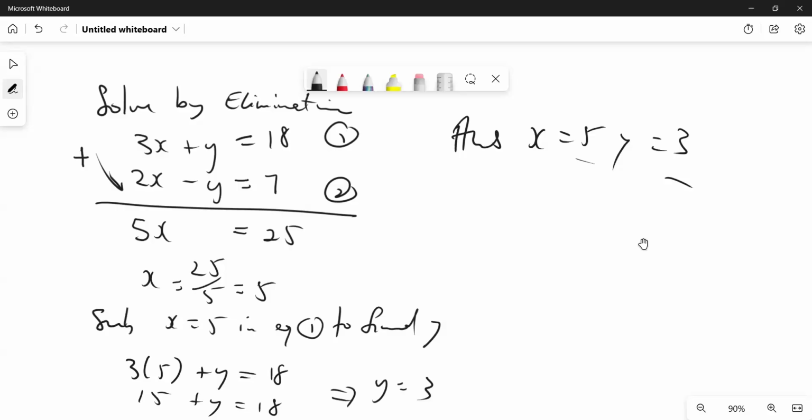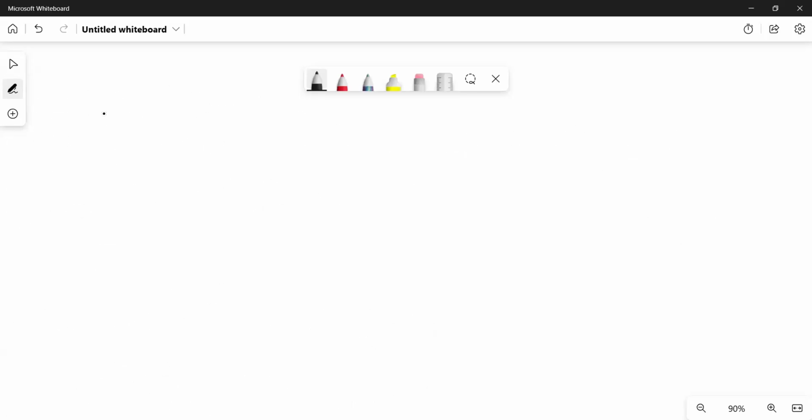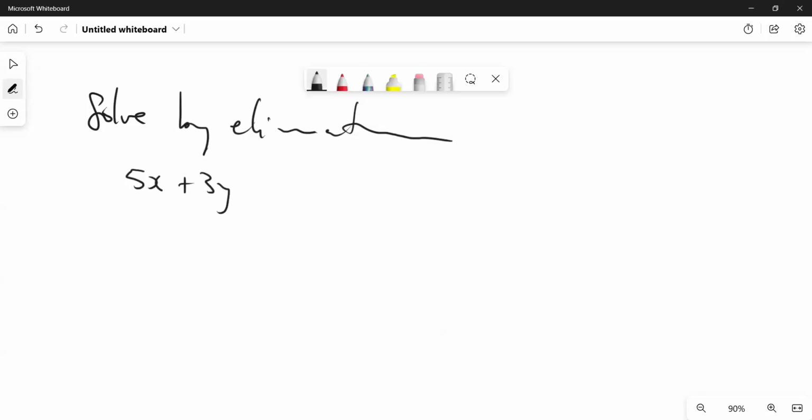Let's do one where you can decide what you want to eliminate. The equations sometimes don't give you a clear indication of what is very efficient to eliminate. Let me do one like that. So let's say you have to solve by elimination: 5x plus 3y equal 21, and 2x plus 7y equal 20.